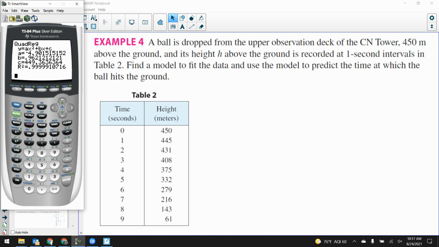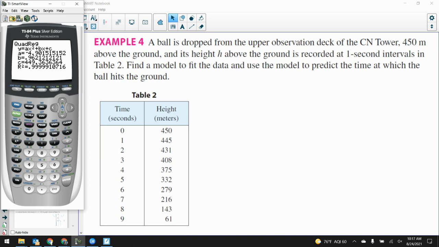Remember, the R-squared value is going to tell you how good that fits, right? If you don't have the R-squared value, you turn on your diagnostic. You hit second catalog, and that's every function in your calculator. And then you can either scroll down to D or hit the D alpha button. It's the matrix button, the X to the -1 button. And scroll down to hit diagnostic on. We did this like a million times in Algebra 2. Hit enter, and then it says done. And now when you run your quadratic regression again, the R-squared value should be there.